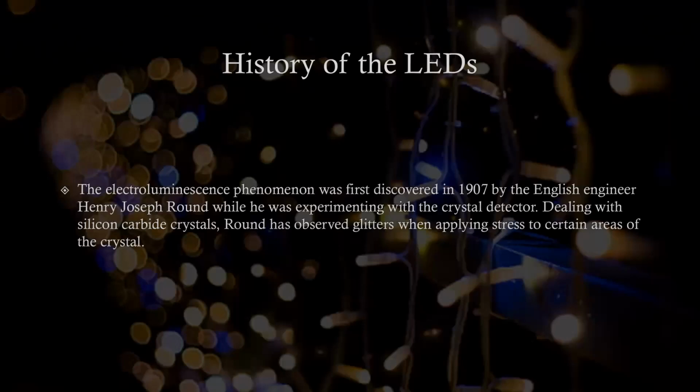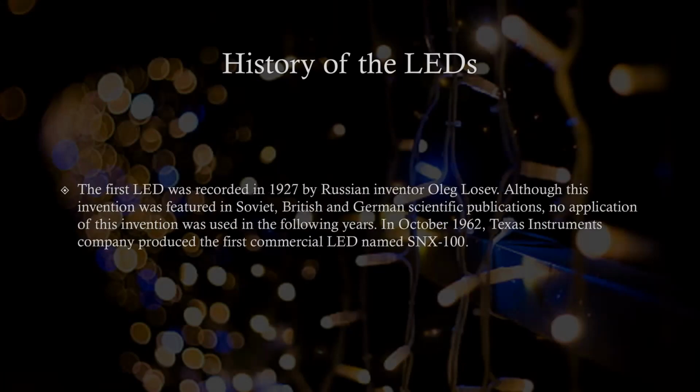History of LEDs. The electroluminescence phenomenon was discovered in 1907 by the English engineer Henry Joseph Round while he was experimenting with the crystal detector, dealing with silicon carbide crystals. Round observed glows when applying stress to certain areas of the crystal. The first LED was discovered in 1927 by Russian inventor Alaaddin.